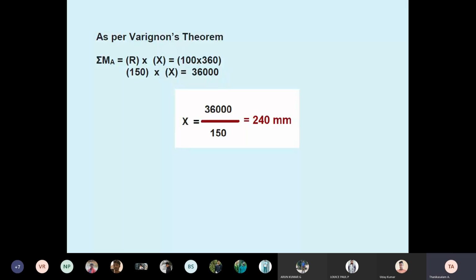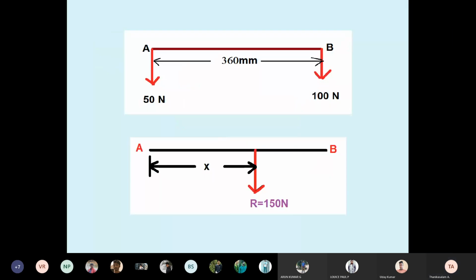Uday, do you understand this problem? Yes, sir. So this is the second diagram, the resultant diagram. I have taken moment: resultant force moment, 150 into X, equals individual force moment. See, why is the 50 not giving moment? Tell me, Uday, why is the 50 not giving moment?